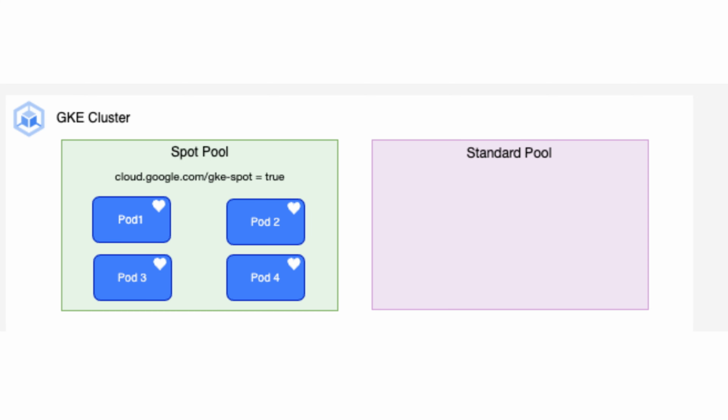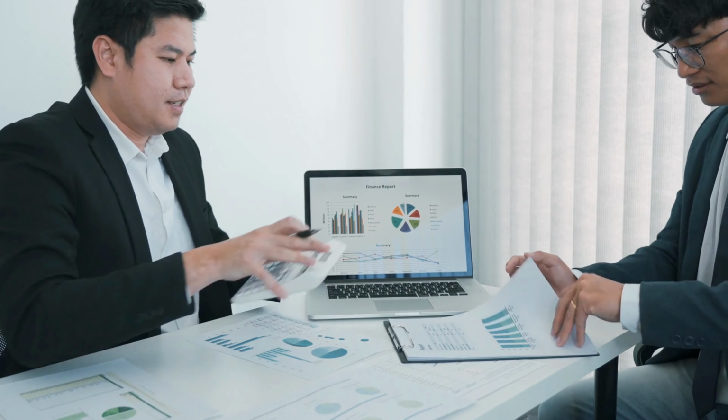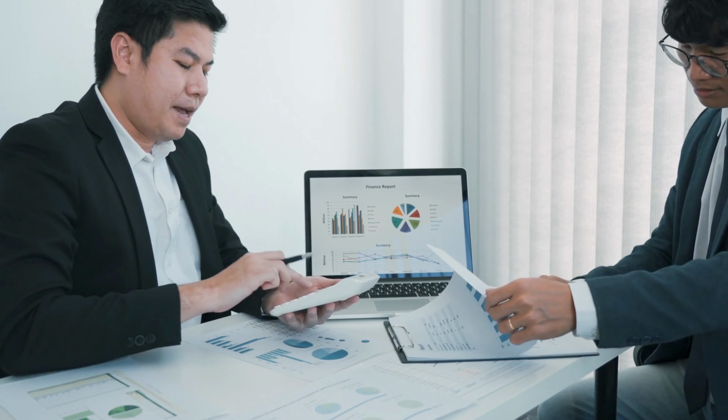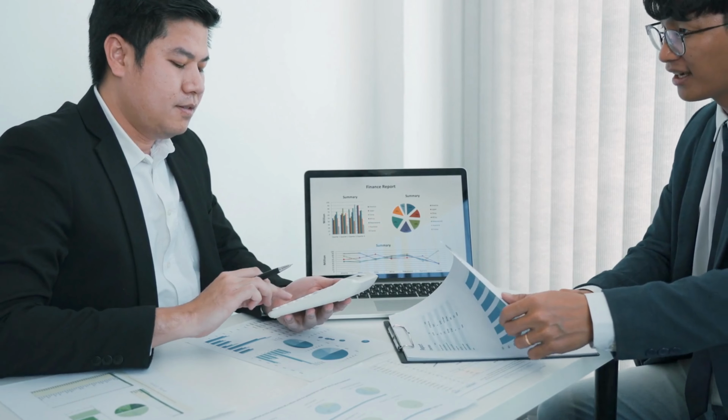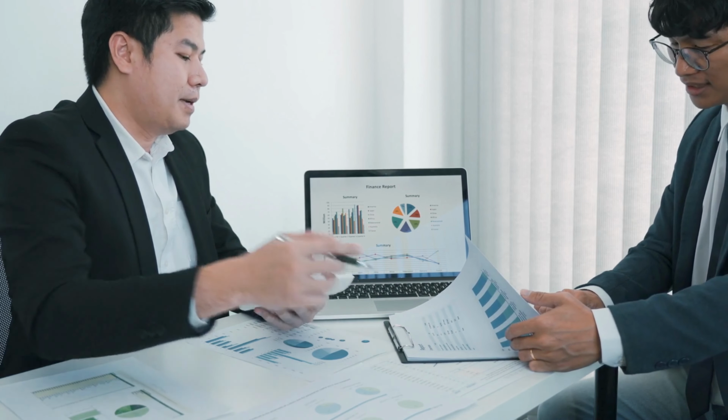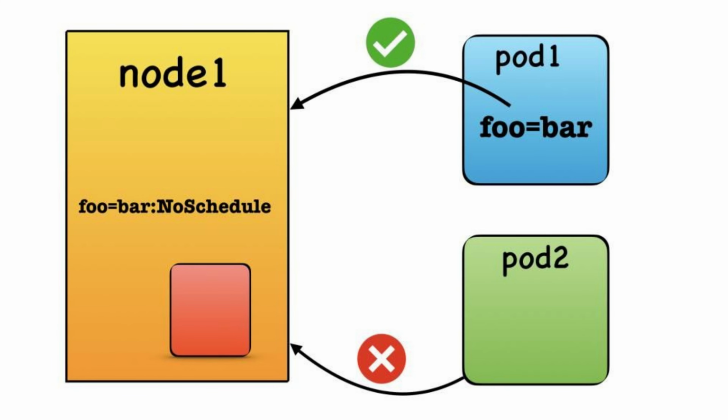Use Spot VMs with node pools. One of the biggest cost savers? Use Spot VMs in GKE node pools for non-critical workloads, 60 to 90% cheaper. Ideal for batch jobs, CI/CD runners, caching layers. Use taints to schedule only certain pods to these cheaper nodes.